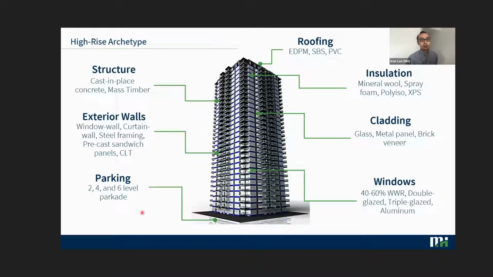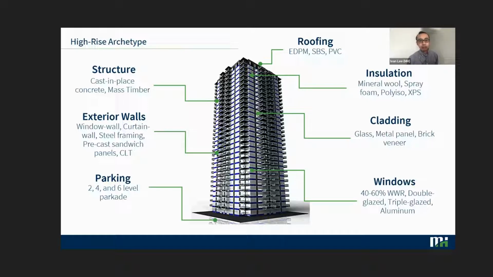As far as the parameters that we considered for the high-rise building, we looked at both cast-in-place concrete and mass timber for the structure. For the walls, we considered window wall, curtain wall, steel stud infill, precast sandwich panels, as well as CLT. We also looked at below grade parking for 2 to 6 levels, in increments of 2. And for the roof, we just selected a typical flat roof design, with roof membranes of EPDM, SBS, or PVC.